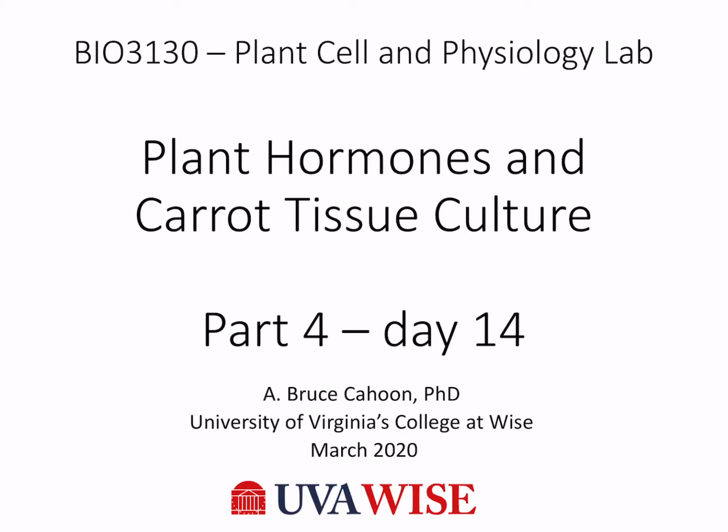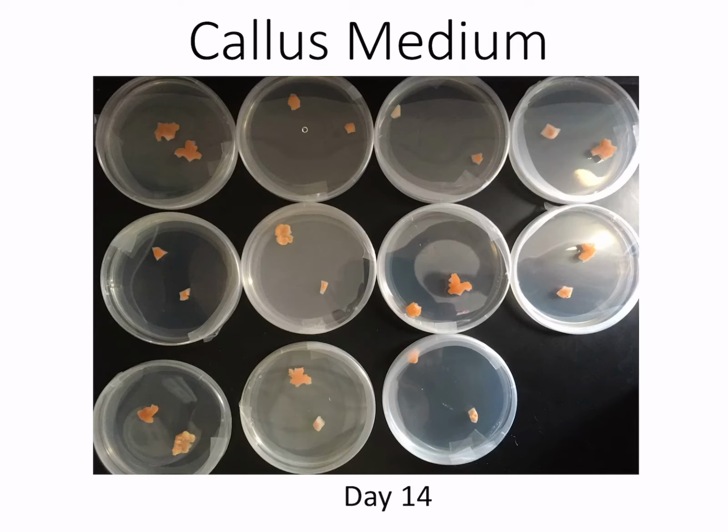Hello everyone. This is the fourth part of our plant hormone and carrot tissue culture experiment, and this is day 14 after introducing the carrot tissue onto the culture medium. Our first experiment was where we were producing callus. These are all the petri dishes with the introduced tissue, and they look good. I don't see any contamination.